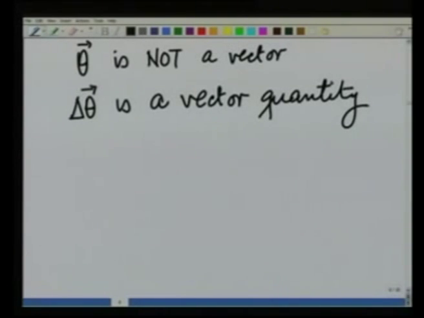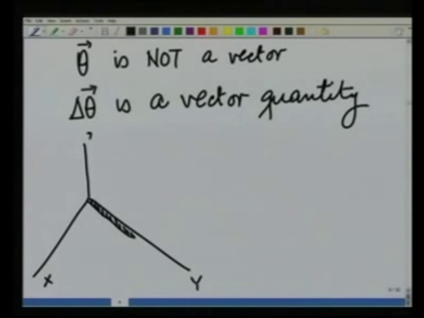How? Let us see that. Again we go back to our rod. This is my x axis, this is y axis, this is z axis. So, what I am going to do is apply a very small rotation delta theta x about the x axis. So, the rod is rotated like this.